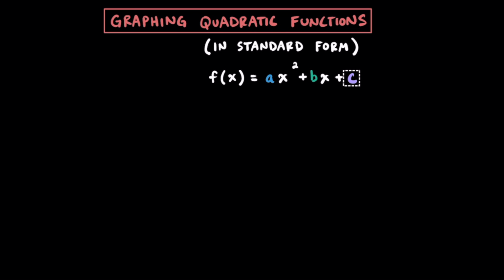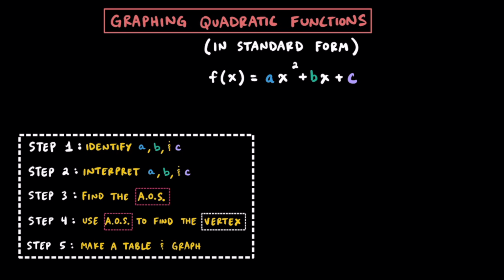The constant of c will always tell us our y-intercept. And when we use a and b together and take the opposite of b over 2a, then we can find the axis of symmetry. In just a moment, we're going to practice graphing a bunch of quadratic functions that are written in standard form using these 5 steps.